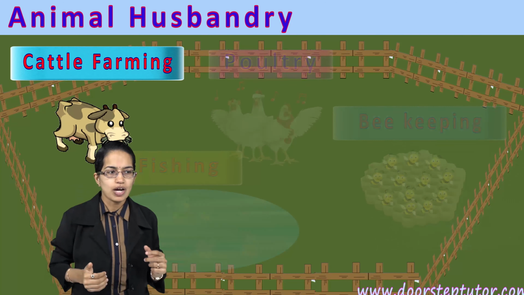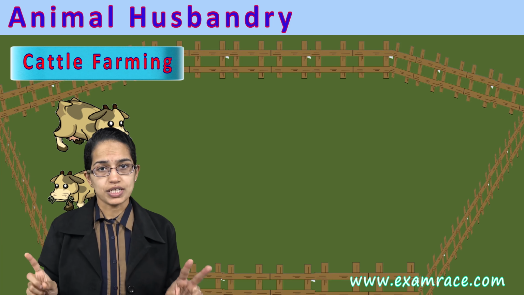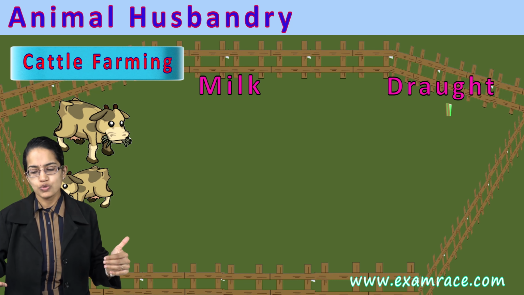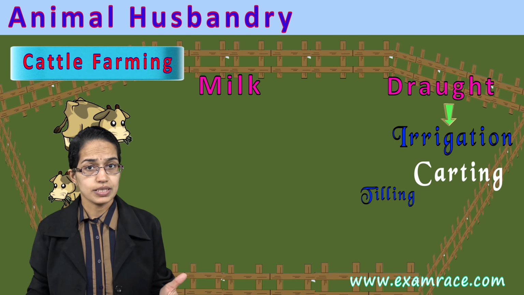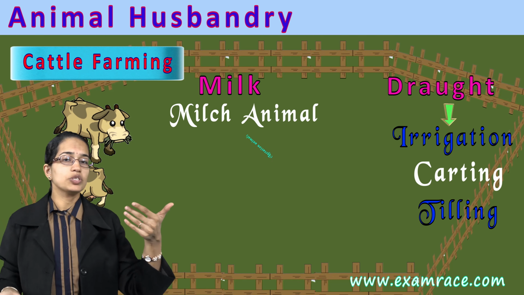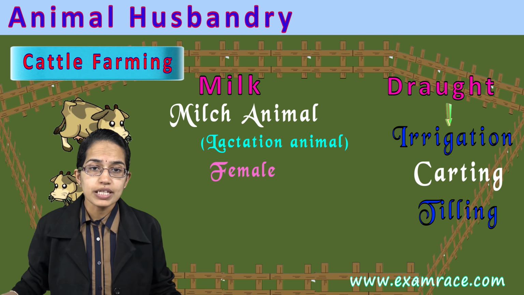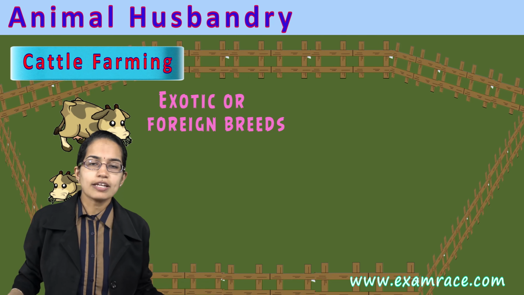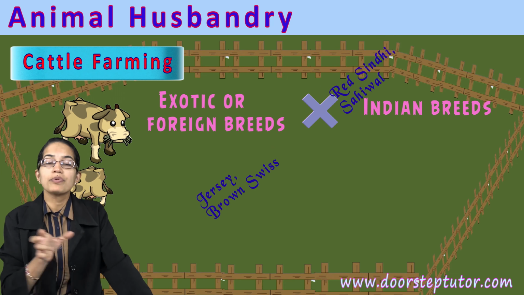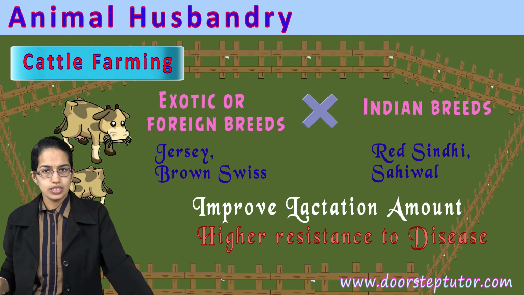The first is cattle farming. Now cattle farming is usually done for a twofold objective. One is for milk, the other is as a draught animal which could be used for irrigation, carting or tilling purposes. Now the milch animals, which are also known as the lactating animals or the milk producing animals, are mainly the females, and there are cross breeds that are seen. So exotic breeds, which are the foreign breeds, are crossed with the Indian breeds, and this cross improves the lactation amount, and then you also have a higher resistance to disease.